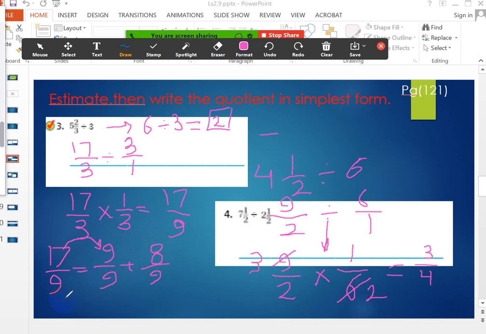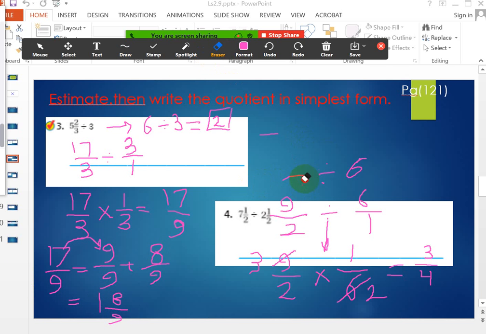So 9 divided by 9, or 9 over 9, equals what? Equals 1. 9 divided by 9 equals 1. This is a whole. So the number will be 1 and 8 over 9. This is the mixed number. Thank you so much, Lena.